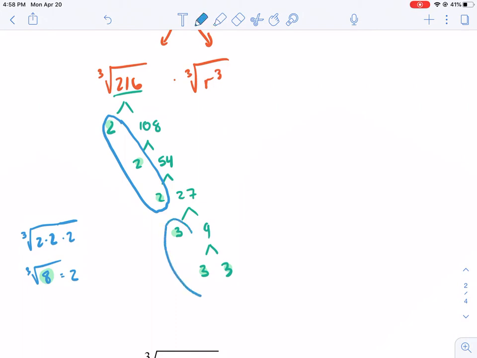So we have three 2's, and we also have three 3's. So one 2 is going to leave the house, and one 3 is going to leave the house. We're going to put these outside the radical. Notice how there are no terms that are by themselves. So let's say we somehow had, I don't know, a 5 and a 7 here.